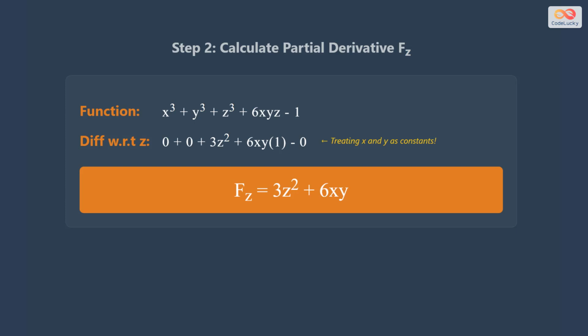Step 2 is to calculate f sub z. Now, we differentiate with respect to z, treating x and y as constants. The z cubed term becomes 3z squared. The 6xyz term becomes 6xy, while the x and y cubed terms disappear because they are constant relative to z.